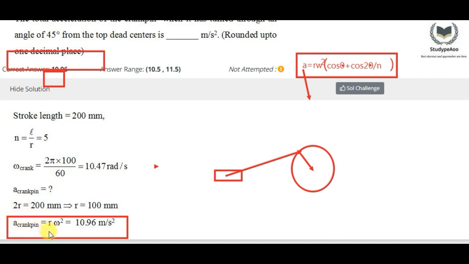Why are we using this formula in this question? Because the acceleration of crank pin is simply acceleration due to centripetal force. So we are using this formula, not the other formula. So remember this thing. This is a very important thing, and students make mistakes in this type of question. So be very careful and read the question very carefully and try to know what has been asked. Okay, so I hope you have got the thing. So thank you.